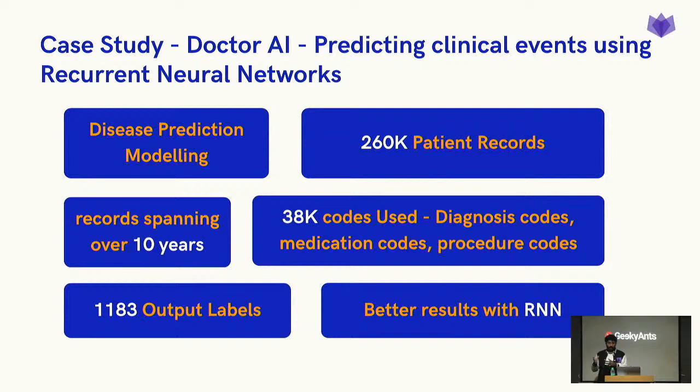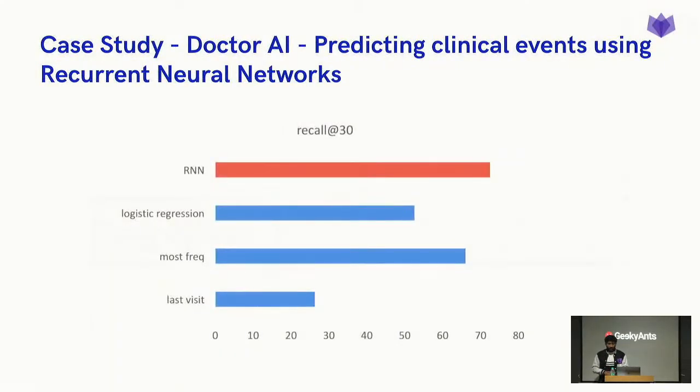There were 1,183 output labels, and the results were far better with a recurrent neural network. The results were around 70% accuracy. They compared this with traditional ways of predicting diseases and clinical outcomes. So RNN did a far better job, with more than 70% accuracy. The others are pretty straightforward: logistic regression, which is a regression model; most frequent, which is based on the most frequent visits and the type of diseases that appear; and last visit, which is based on the last visit. You predict what you're going to have next. RNN did a very good job in that aspect, and it was wonderful from what we've read.